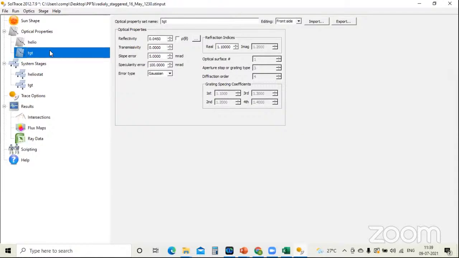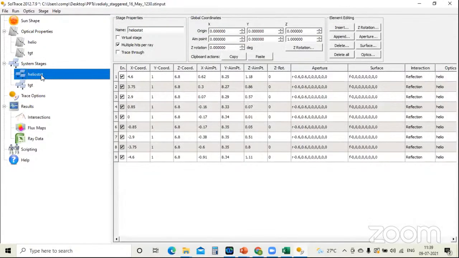After giving the optical properties of the heliostat and receiver, we have to give the positions of the heliostats. In this software, we will be giving the different heliostat positions. You can see the 9 heliostats with X coordinate, Y coordinate and Z coordinate. This is the location of the heliostat in the field. After giving the location of the heliostat in the field, we have to give its aim point.